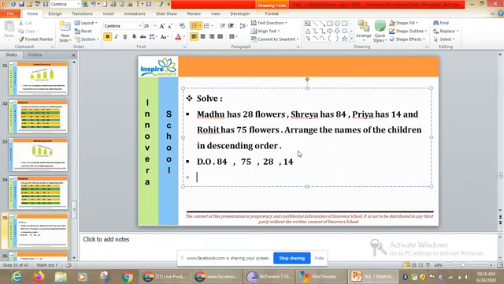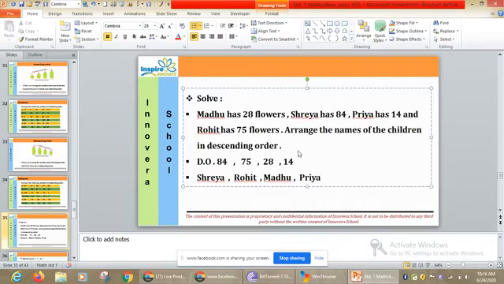But I have asked you to arrange the names of the children. So we'll write the names of the children. Who is having 84? Shreya. So first will be Shreya. And the next one, 75, Rohit. After Rohit, Madhu. And the last one is Priya. So in this way, you are going to arrange the names of the children in the descending order.